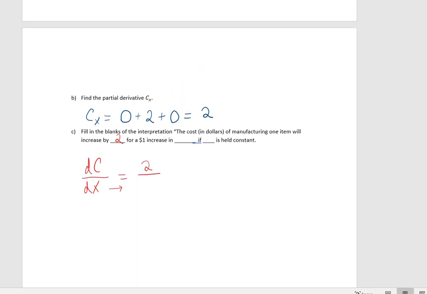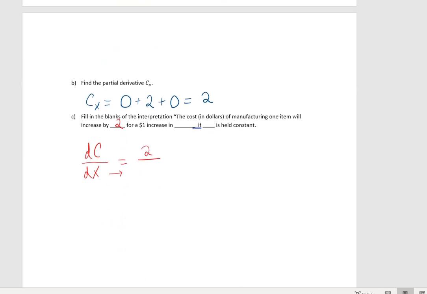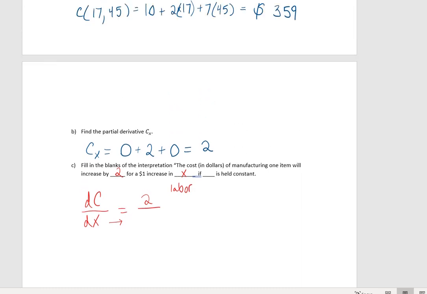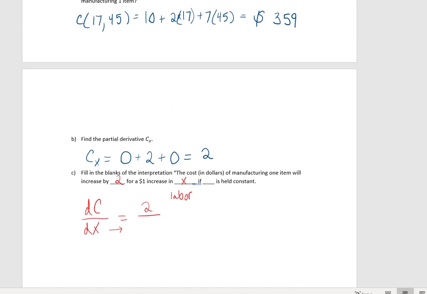So what is X again? X is our labor. So every $1 increase in labor, and if blank is held constant. So remember, since we're taking the derivative with respect to X, we're keeping Y constant. So that means if we keep the cost per gallon constant.